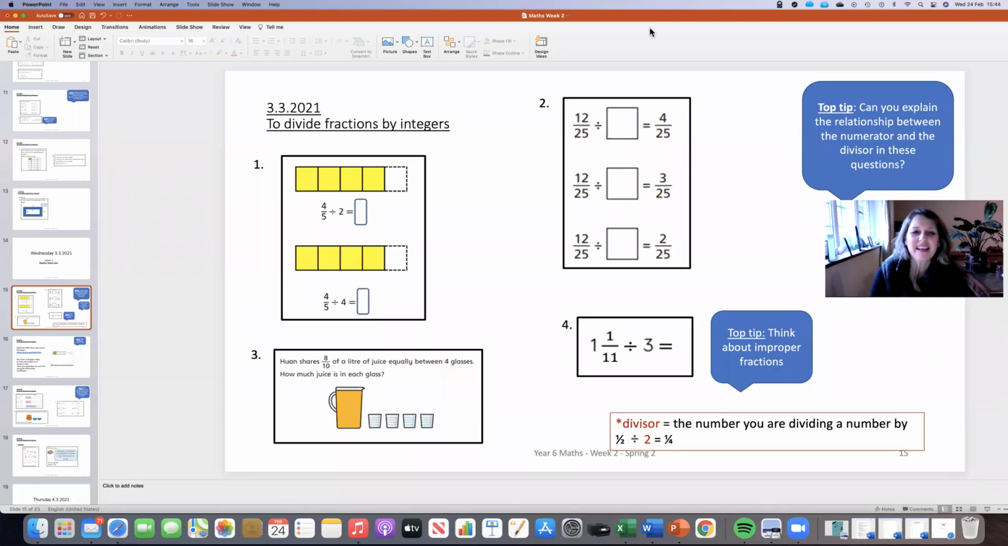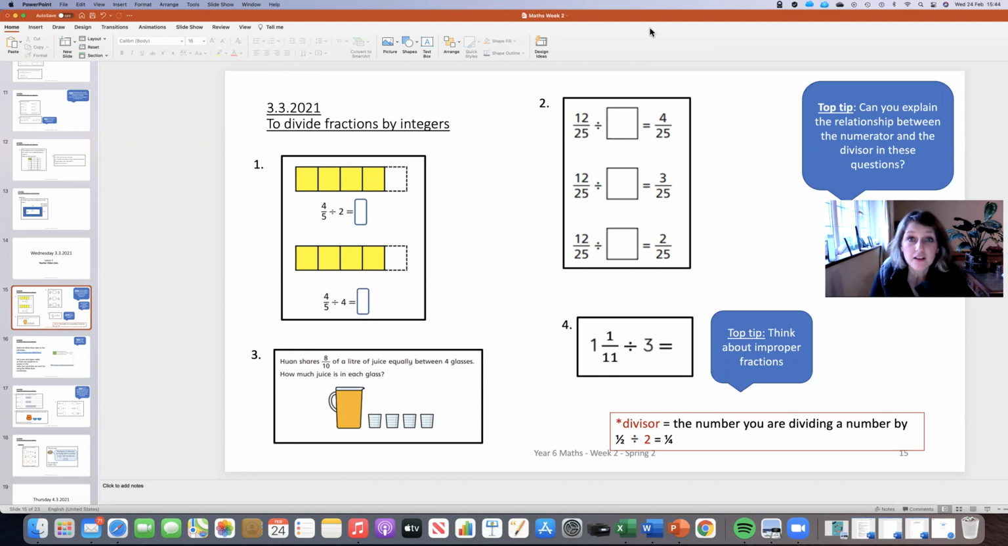Hello Year 6, it's Wednesday and we're going to do more fractions. Hope you haven't got fraction fatigue yet. Today you're going to be dividing fractions by integers, so dividing fractions by whole numbers.